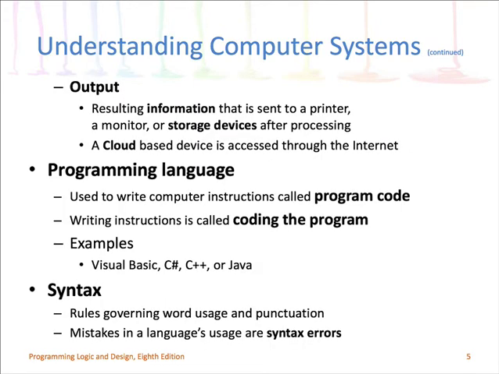Output is sending information out to something. That something may be a printer. It could be displaying information on your monitor, or it could be writing it to storage devices. And those storage devices could be hard drives, flash drives, CDs, DVDs, Blu-rays, etc. A relatively new concept would be writing it out to the cloud. So something like iCloud, or something on Amazon Web Services, or many of the other cloud service providers. There's a section of your book later that talks about cloud services.